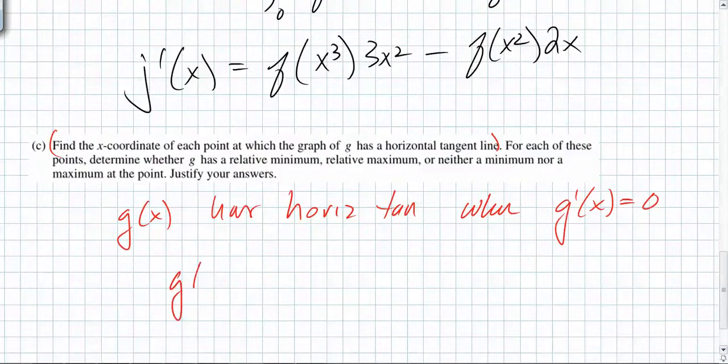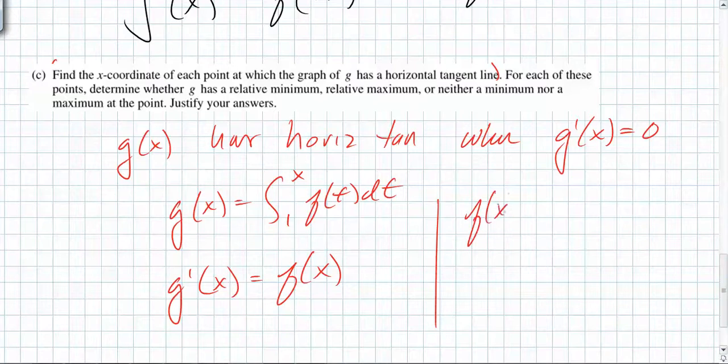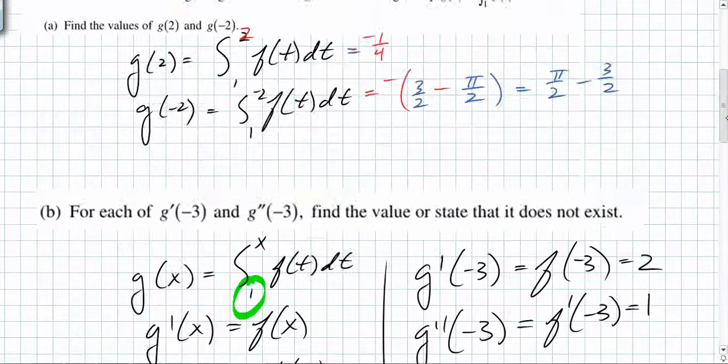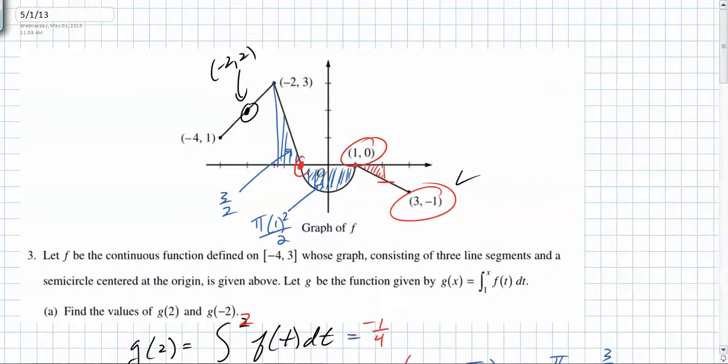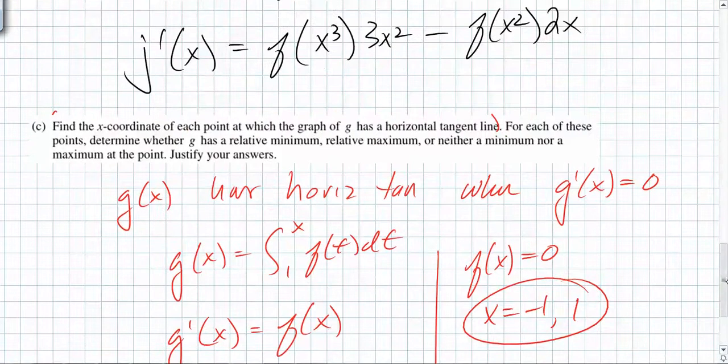We know that g of x is equal to the integral from 1 to x of f of t dt. So what is g prime of x equal to? f of x. It's important that it's x. So if we want to solve this, we're looking at when f of x equals 0. So we want to examine f of x equals 0. Look, the graph tells you right here: x equals -1 and 1. So we just answered the first part of that.